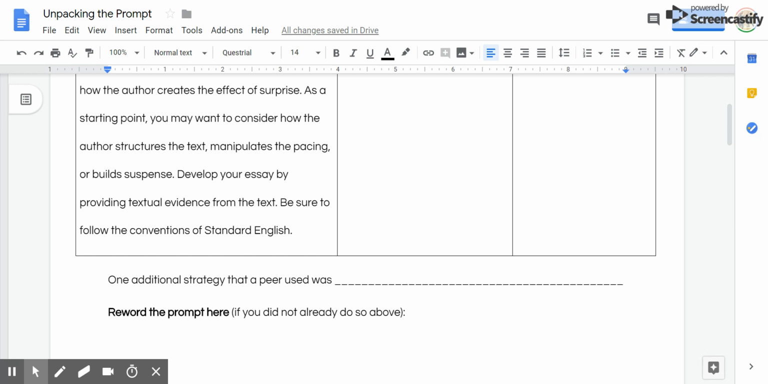In class, we talked about one additional strategy that a peer used, because we're going to be talking about this in class. And I want you to just keep that blank for right now, because we are going to talk in class about what did you do to make sense of this prompt.